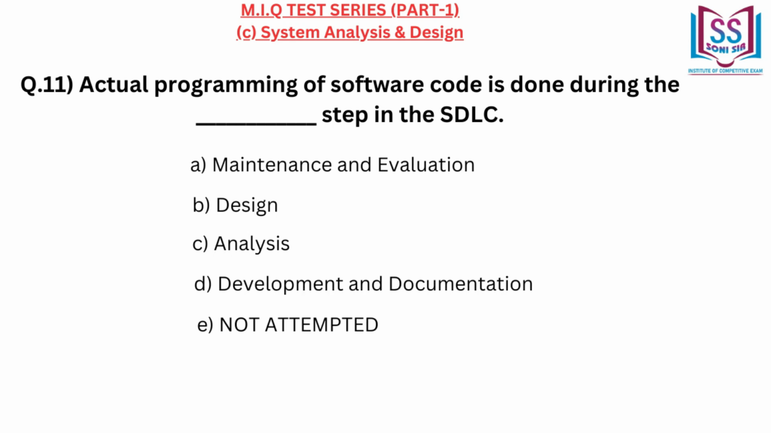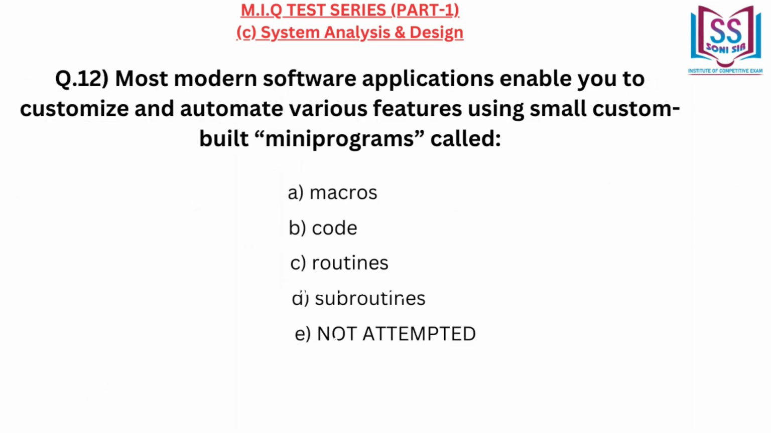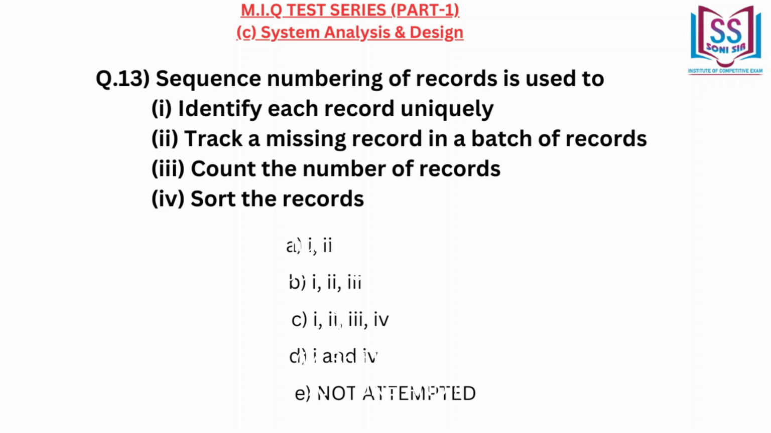SDLC. A. Maintenance and evaluation. B. Design. C. Analysis. D. Development and documentation. Most modern software applications enable you to customize and automate various features using small custom-built mini-programs called A. Macros. B. Code. C. Routines. D. Subroutines. Sequence numbering of records is used to 1.